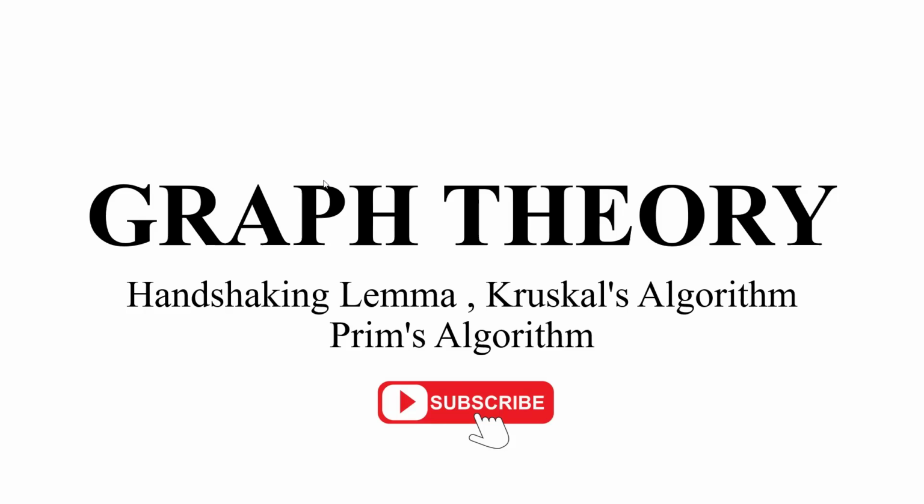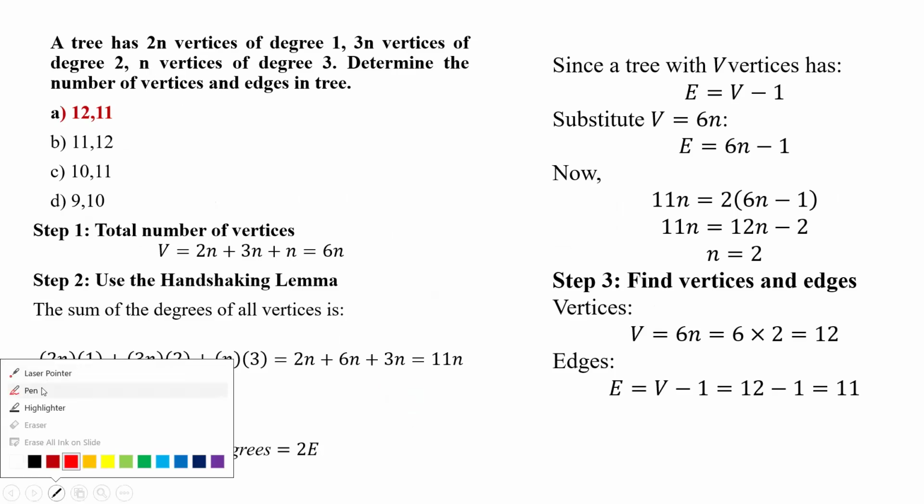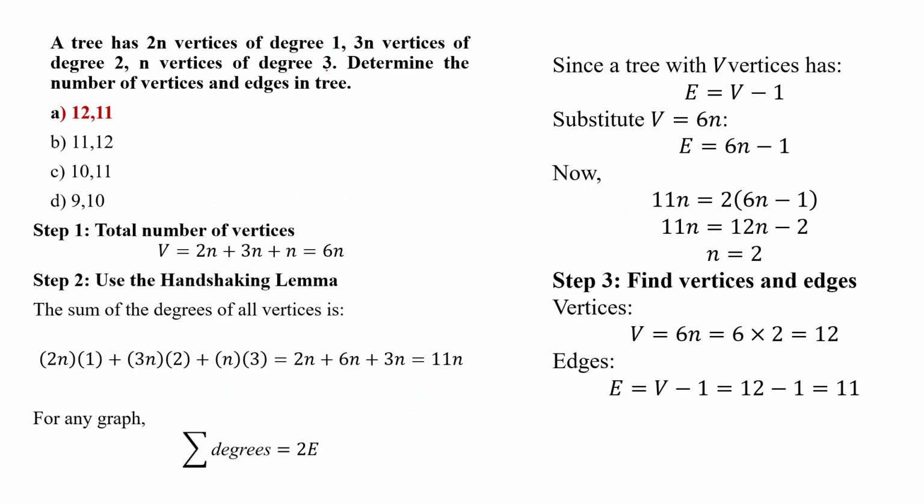Okay, we will move on to the concept now. The first one is a tree-based question. You can see here: a tree has 2n vertices of degree 1. This is based on the handshaking lemma concept. 3n vertices of degree 2 and n vertices of degree 3. So determine the number of vertices and edges in the tree.